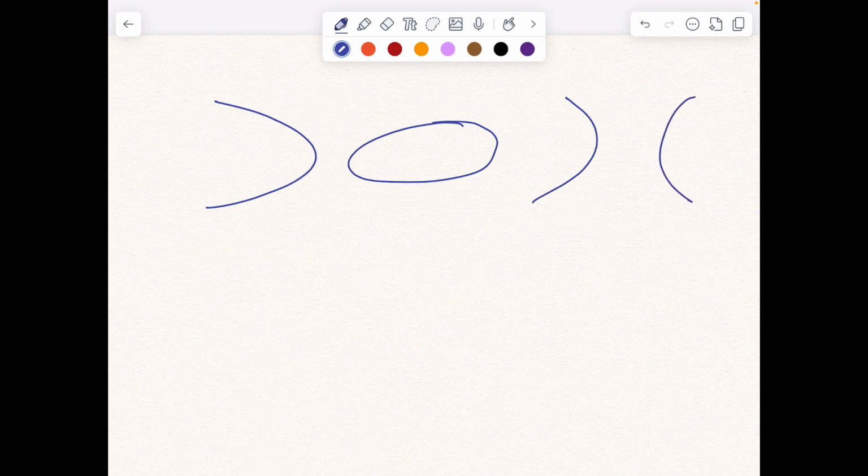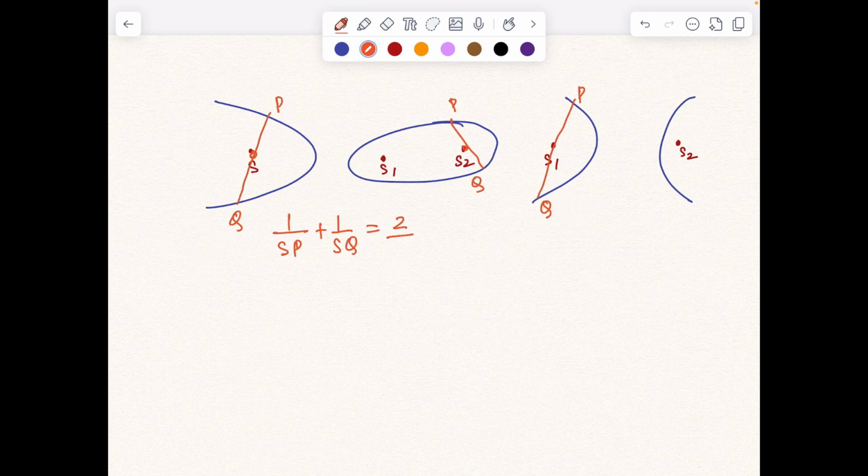Moreover, we will not separately do it for parabola, ellipse और हाइपरबोला, जबकि ये जो प्रॉपर्टी है वो तीनों के लिए equally valid है. So first let me state the property. Suppose we have parabola, ellipse and hyperbola, these three curves. We know we'll have two foci in case of each ellipse and hyperbola, let's call them S1, S2. So the property goes like this: if you have any focal chord PQ, 1 by SP plus 1 by SQ will be 2 by length of semi-latus rectum.